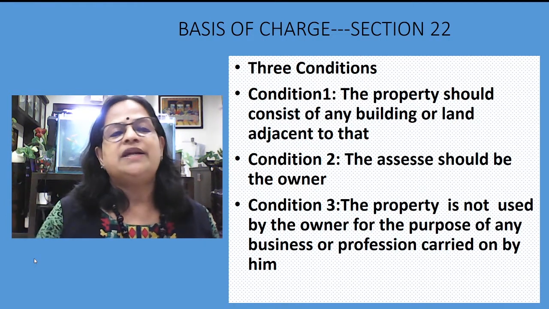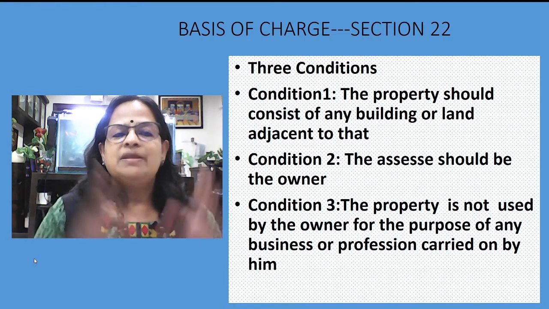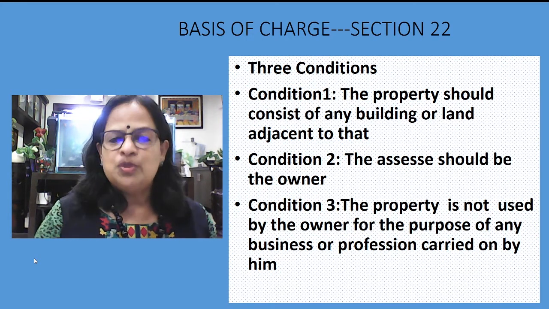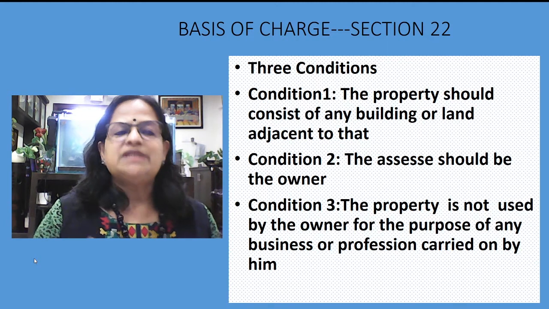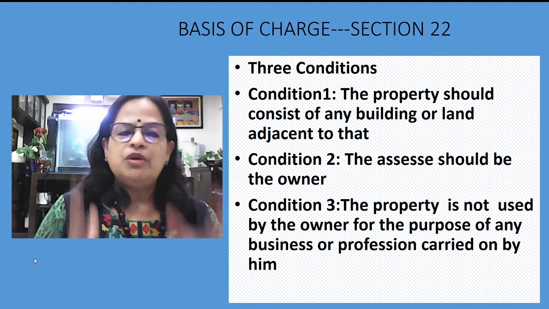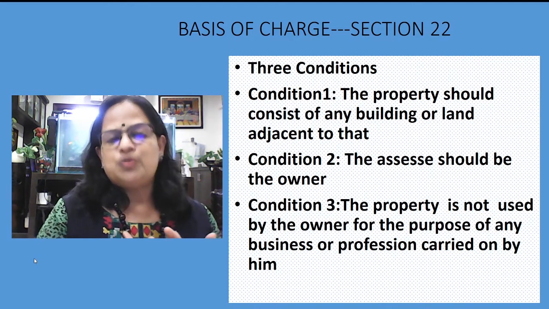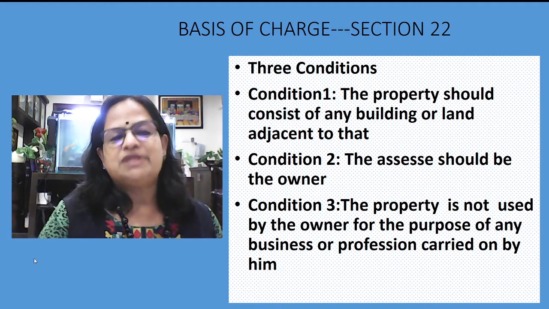So these three conditions are there. First, a building is there and adjacent land is there. Second, the assessee should be the owner. Third, the building is not used by the assessee either to carry out his business or his profession, and he is only doing that business.